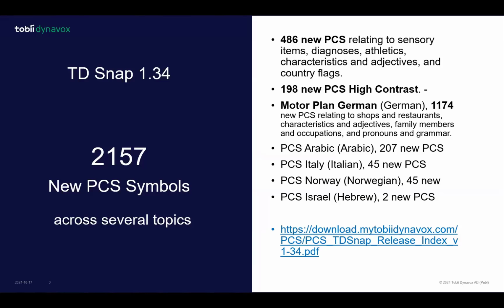So first, let's take a look at some of the new PCS symbols. There are 486 new PCS symbols relating to things like sensory items, diagnoses, athletics, characteristics and adjectives, and also country flags. There's 198 new PCS high contrast symbols, so these are great for anyone with a visual impairment. There's over 1,000 new German PCS symbols, and we've also added in new symbols in Arabic, Italian, Norwegian, and Hebrew. There is a link to the bottom of the page where you can take a look at the new symbols, so I'm just going to click on this link.